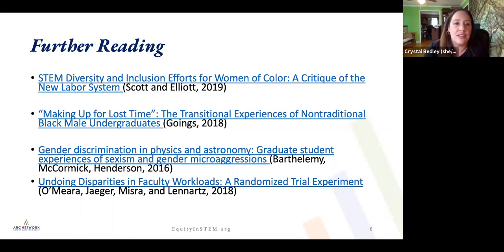We start first with Dr. Scott and Steve Elliott's STEM Diversity and Inclusion Efforts for Women of Color, a critique of the new labor system, which draws parallels between today's computing labor system and sharecropping, and it was alluded to very briefly today. They advocate for DE&I funders, practitioners, and evaluators to not see women of color as commodities, but instead as autonomous agents interested in social and economic emancipation. Definitely feel free to check out this resource. It looks like it's centering equity in the ways that we've been talking about, and exciting to see.